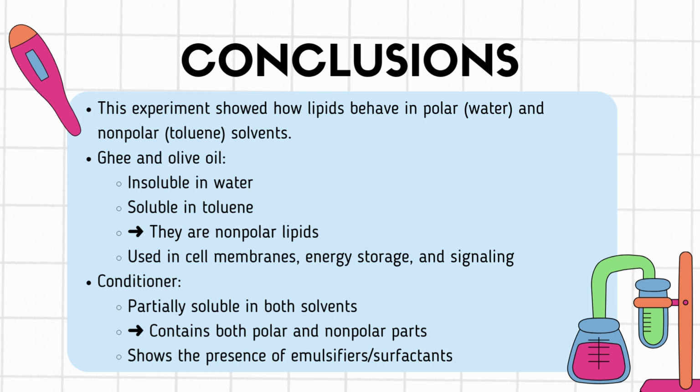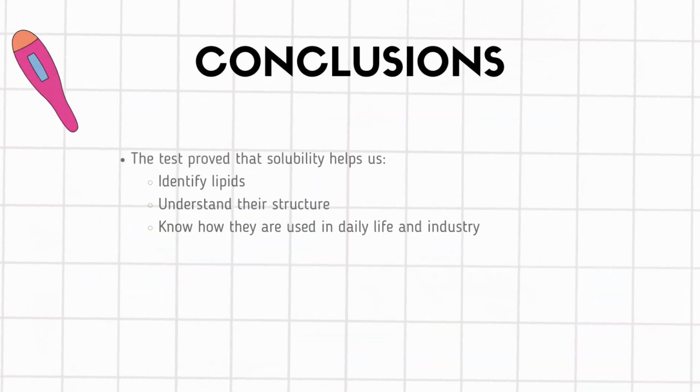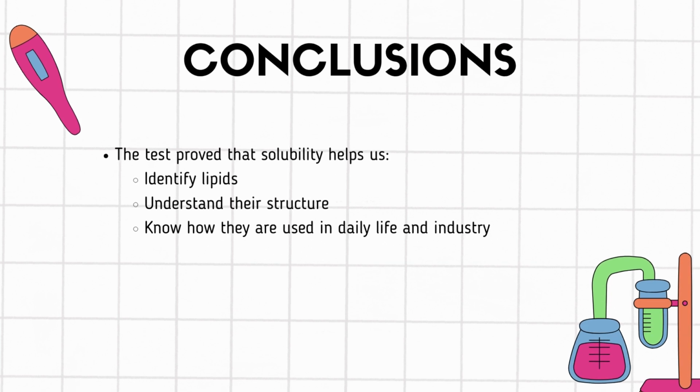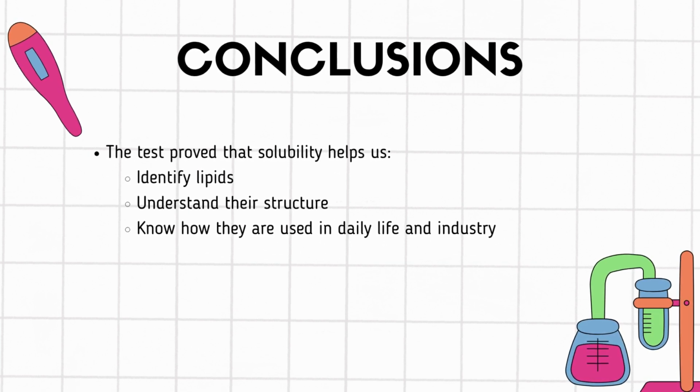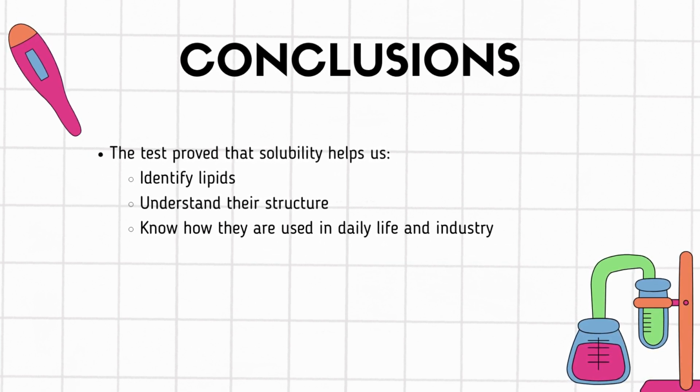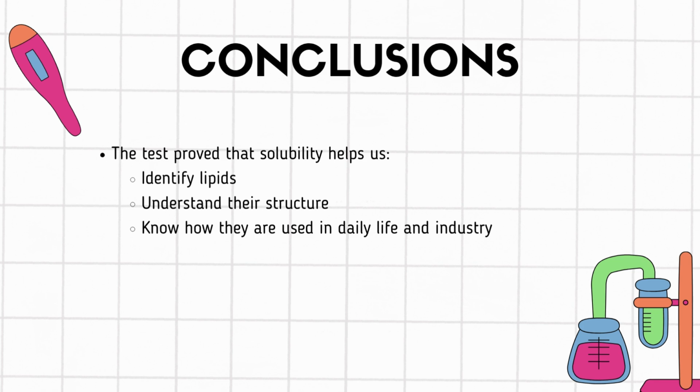Meanwhile, the conditioner was partly able to mix with both water and toluene. This means it has both polar and non-polar parts, which shows that it contains emulsifier ingredients that help oil and water blend. Overall, the test helps us understand how solubility can be used to identify fats, learn about their structure, and know how they are used in daily life and various industries.